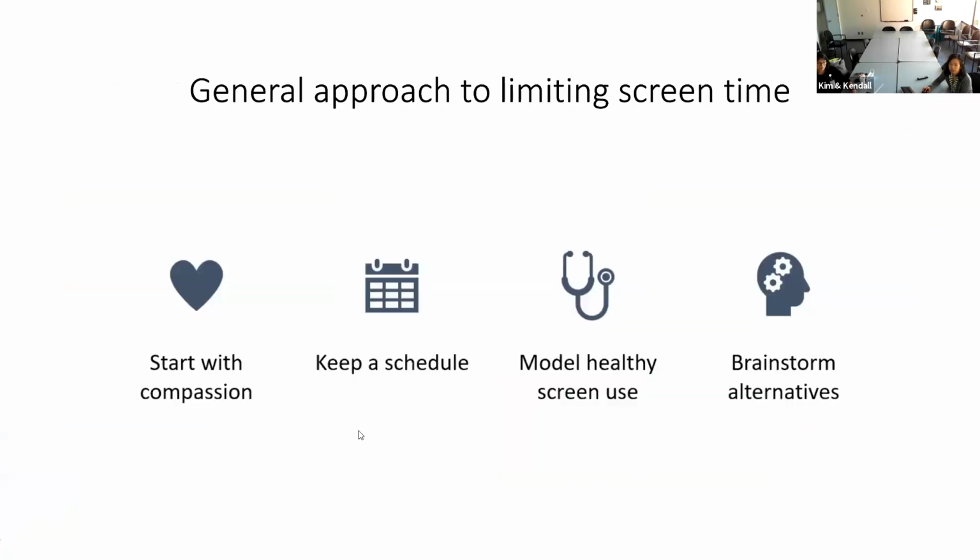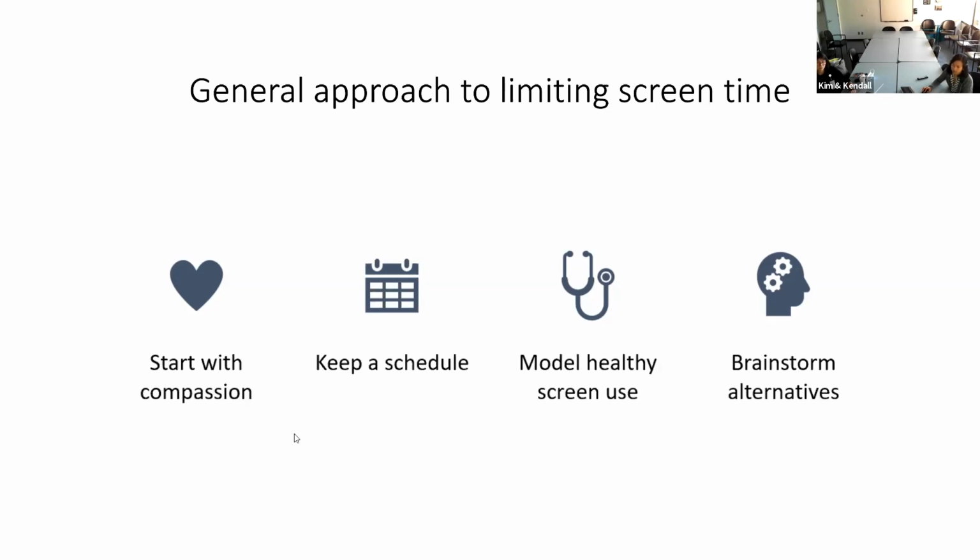I think taking a general approach to limiting your screen time, like a basic guideline here, things to consider when you're thinking about this, really starting with compassion, whether it's with your patient or yourself. As Kendall was alluding to earlier, this is a really difficult time and a lot of people find solace in their screen time, whether it's just decompressing for the day or trying to stay connected with people during the pandemic. And so instead of thinking of how can I cut it out, it's how can I use it more mindfully.